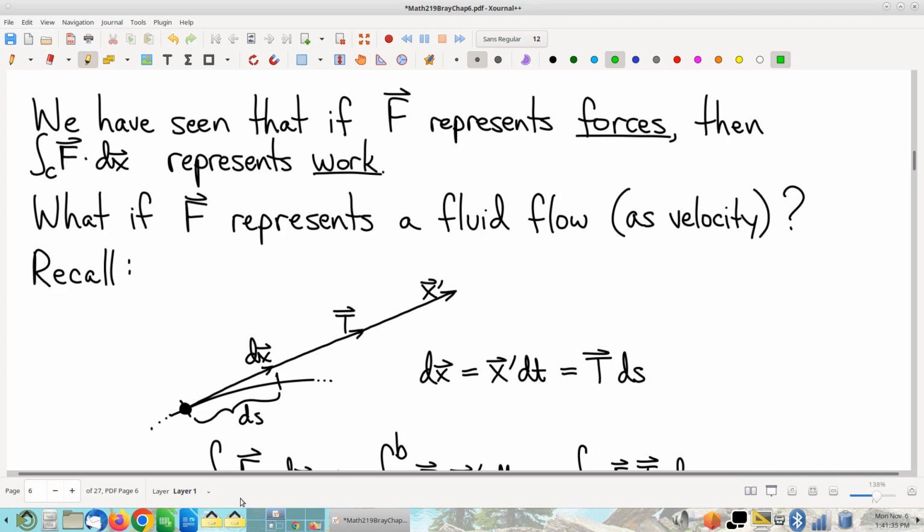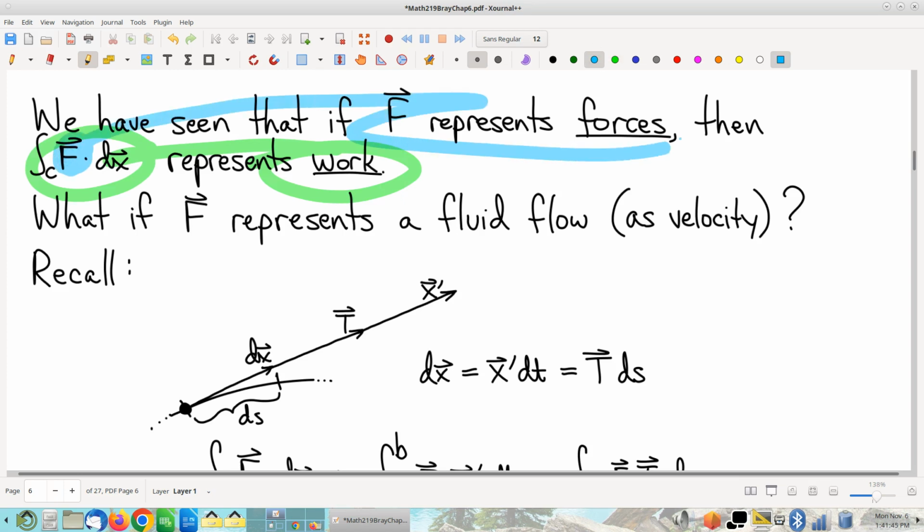So vector line integrals, so far, we've talked about them as representing work. That is in a specific context where the vector field represents forces. If you look at what we've got here, we've got force dot displacement, and of course that gives you work.